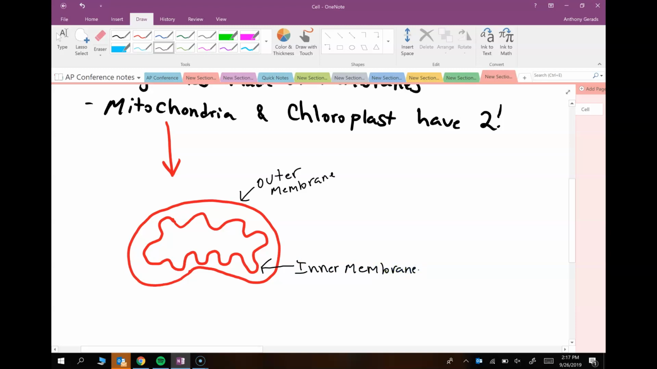So this mitochondria has two membranes. It's got an outer membrane and it's got an inner membrane. Do they look the same? Nah. What's different about them? They're the same depth, so they're the same thickness, because they're both made of a phospholipid bilayer. But just looking at it, what's different about them structurally? The inner one's a lot more wrinkly.